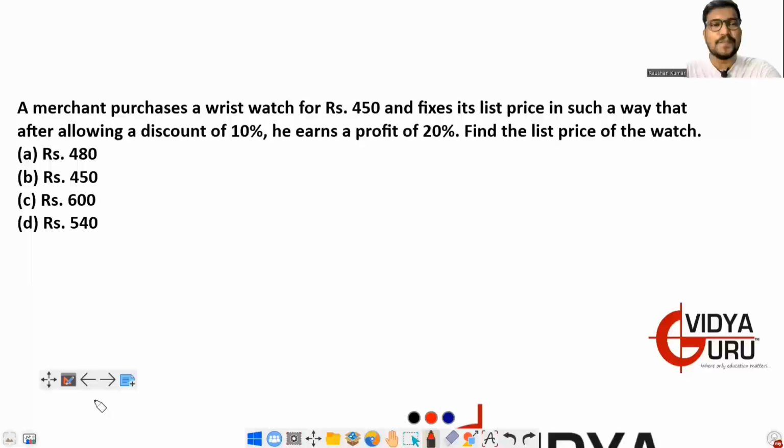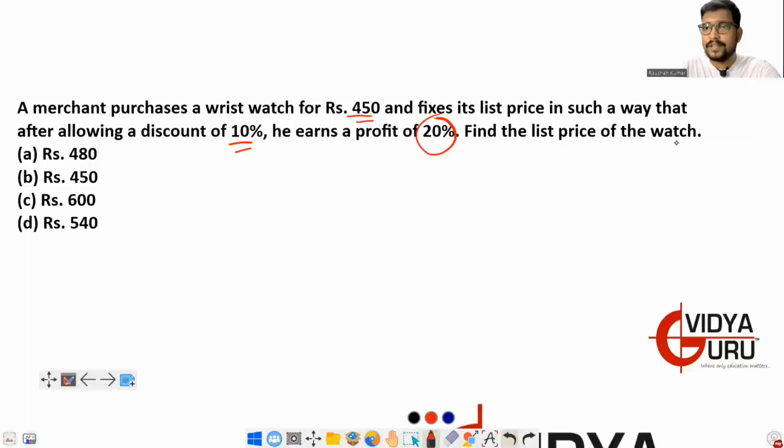Now see the second question. It is given that a merchant purchases a wristwatch for rupees 450. It means the CP of that merchant will be 450, and he fixes its list price in such a way that after allowing a discount of 10%, he earns a profit of 20%.